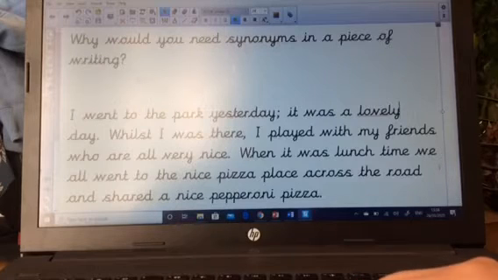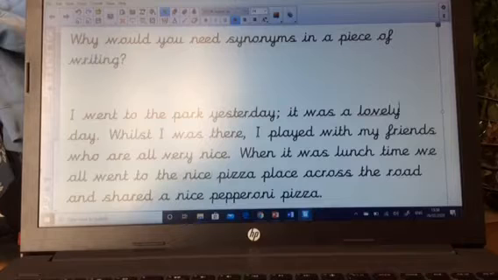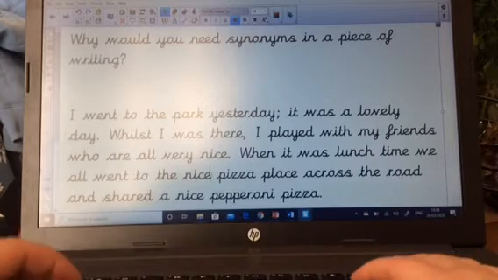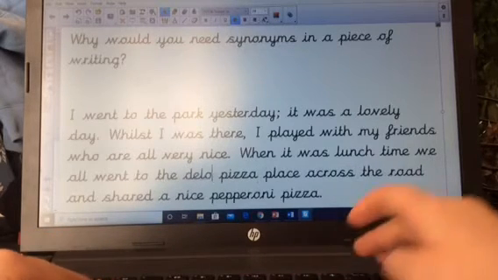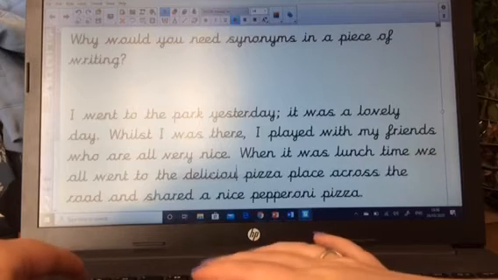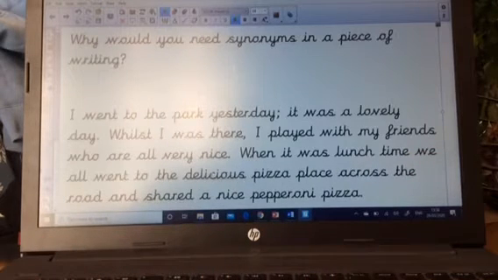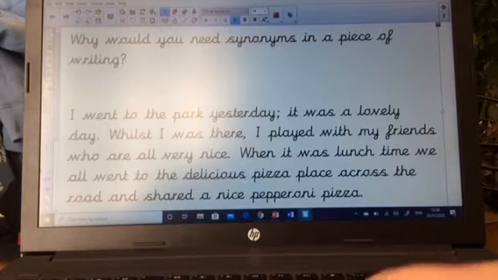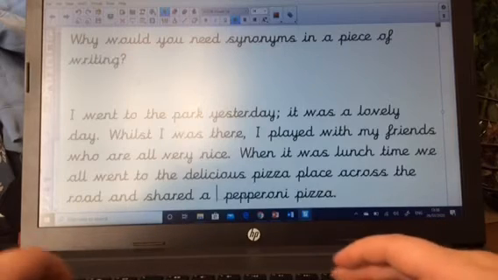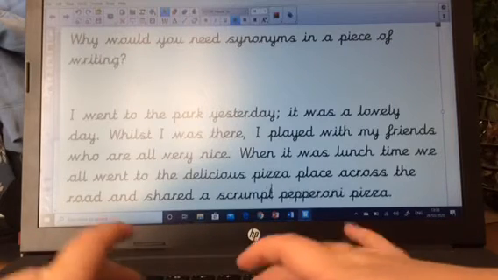When it was lunchtime, we all went to the nice pizza place across the road and shared a nice pepperoni pizza. I'm going to change this nice here to delicious. Okay, because we're describing the taste of the pizza. And again here, we're describing the taste again, so I'm going to use the word scrumptious.